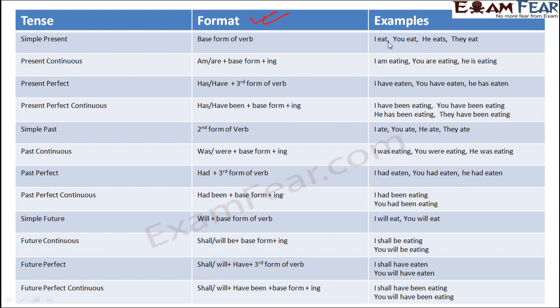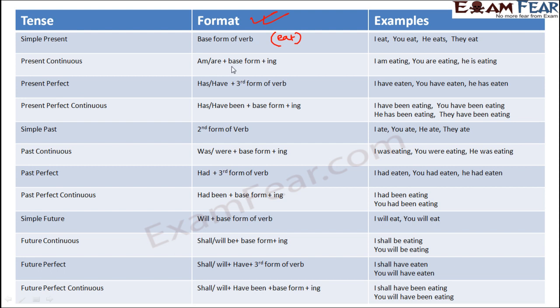Here we have taken the example of the verb eat. So the base form of the verb is eat. We will use eat for first person, for second person, and for third person plural number. But for third person singular number, we will use eats. That's what we have discussed just now, right? But the base form of the verb will be used. Perfect. In present continuous, what would be the format?